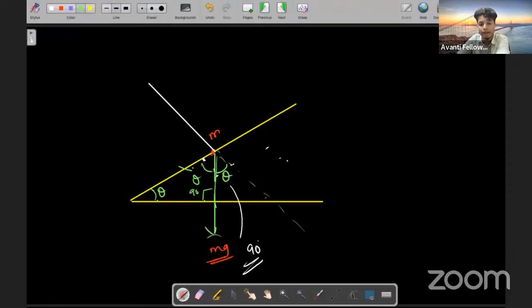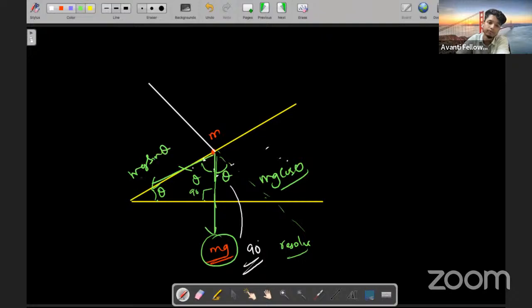Now there is a component mg. You know that you can resolve the component into two components, that is mg cos theta and what? This side mg sin theta. That is how we got it. Is it good?